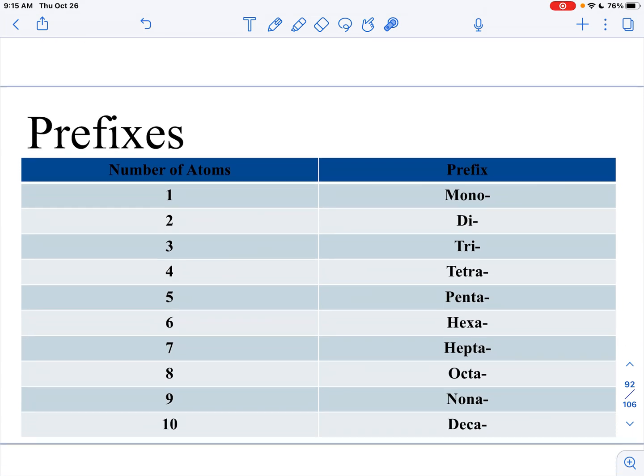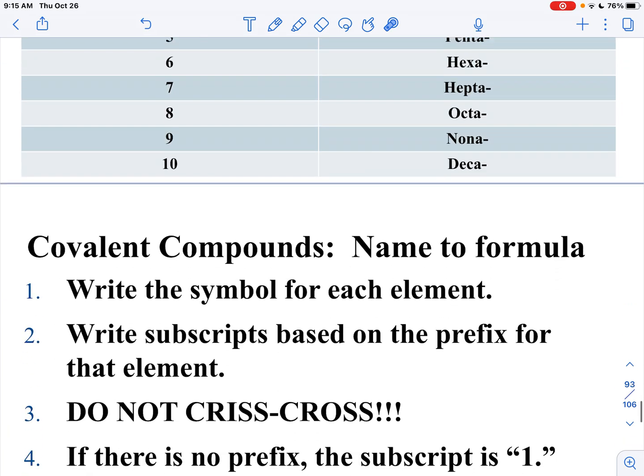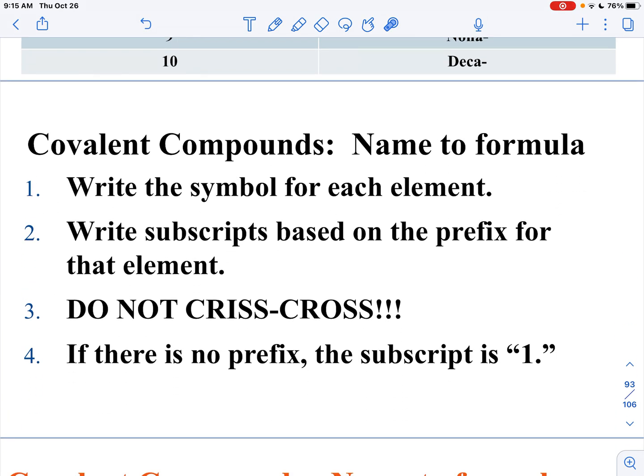Here are the prefixes. You do not need to memorize them. I will give them to you. So here are the prefixes that we will be using. And you will notice that these are very similar to your notes or your rules for naming ionic compounds. You're going to write the symbol for each element, but instead of charges, you're just going to write subscripts based on the prefix. You do not crisscross, and then this one is kind of new. If there is no prefix, the subscript is a 1, which you also don't write. So if you don't have a prefix, then you don't write a number.